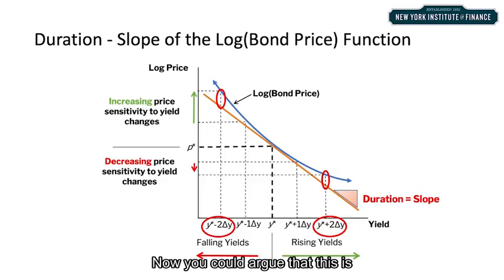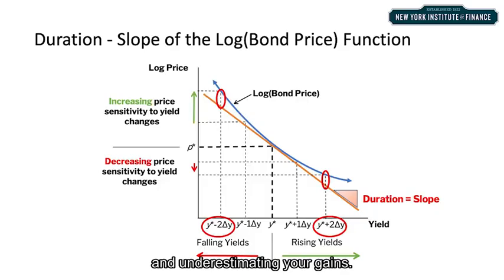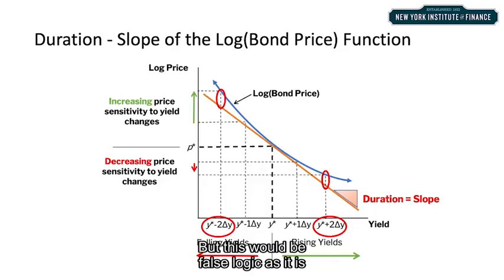Now, you could argue that this is good for risk management because you are overestimating your losses and underestimating your gains. But this would be false logic, as it is poor risk measurement and would lead to incorrectly deciding not to take risk. Risk management is not about minimizing risk. It's about identifying the combination of risks that are within your risk tolerance or budget that will maximize your expected return. To do this, you need to use the best risk estimators that you have available.